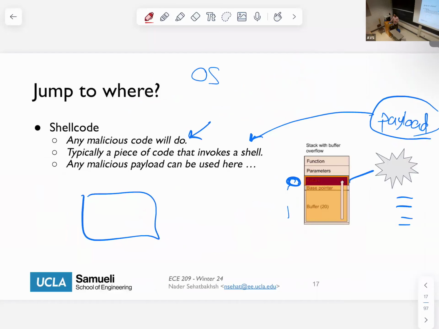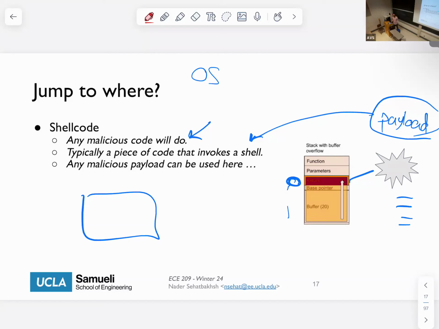So then we talked about, okay, if you're jumping to anywhere, where should we jump? And I told you that this is also part of the research that many people have worked on. There are many different solutions. The most popular one is what is called shellcode, which is essentially a very few lines of code that cause a shell to be invoked.